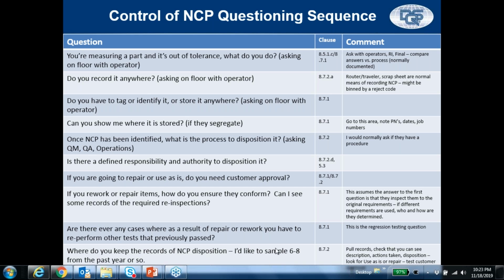So you want to look at 6 to 8. I always tend to 8. You want to go back for the past year and you want to have cross-sectional sampling.